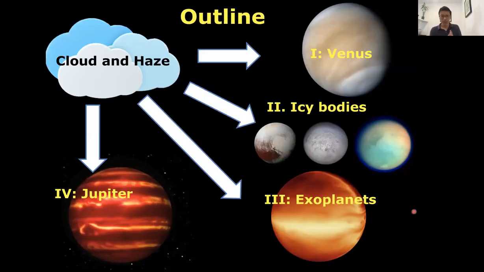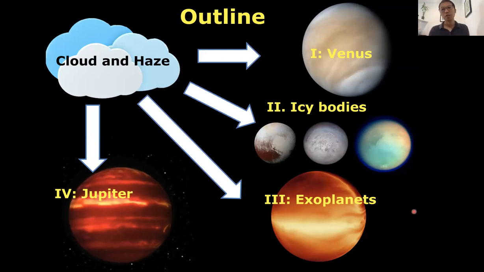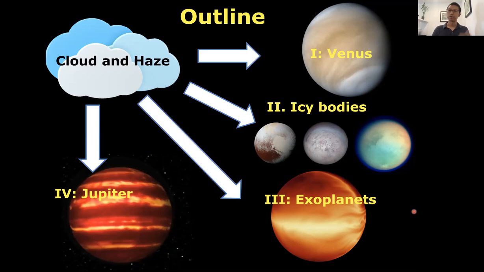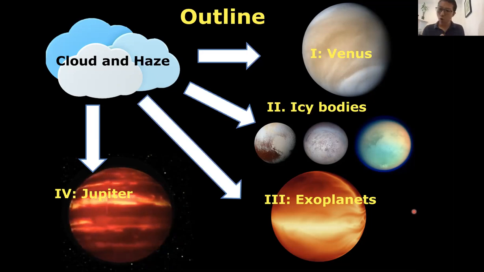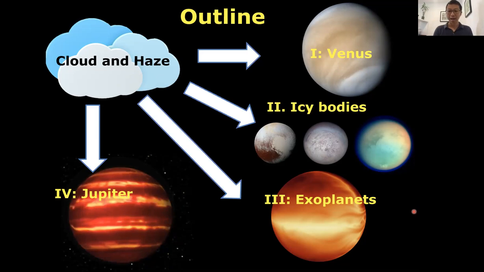All right, so today I have an ambitious plan. I plan to showcase four examples about different roles of clouds and hazes. How do they form and why do we care about them on planets? The first one will be our old friend Venus, our sister planet. And then I will jump directly into the outer solar system to talk about icy bodies, Pluto, Triton, and Titan, talking about the roles of photochemical hazes. And then I will jump even farther out of the solar system, talking about exoplanets. It's a very rapidly growing field right now.